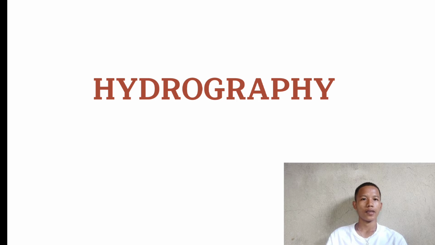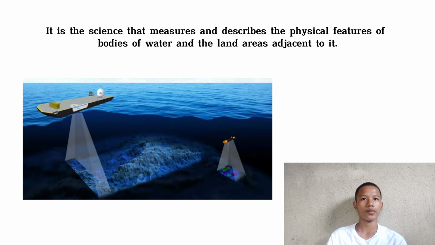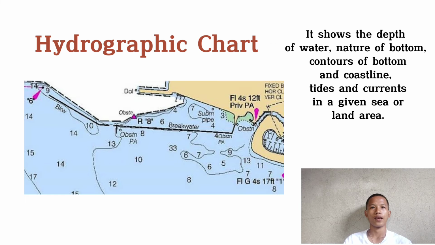Lastly is hydrography. It is the science that measures and describes the physical features of bodies of water and the land areas adjacent to them. Those who measure water depth to search for things that could be hazards to navigation are called hydrographers. The image shown here is an example of a hydrographic chart. The products made from this hydrographic survey data are nautical charts and hydrographic models that are useful for safe marine navigation.